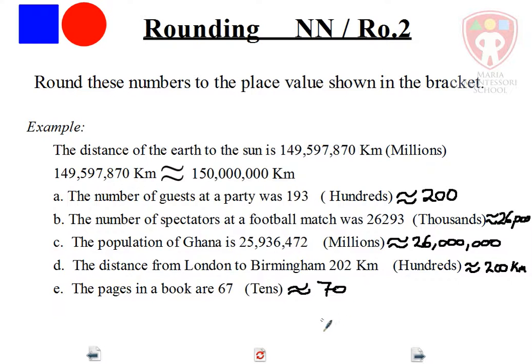So mark your work out of 5. I hope you were able to get 5 out of 5. And if not, then, as I said, make sure you go over rounding again so that you can get it right in future.